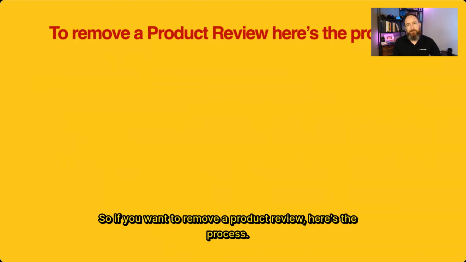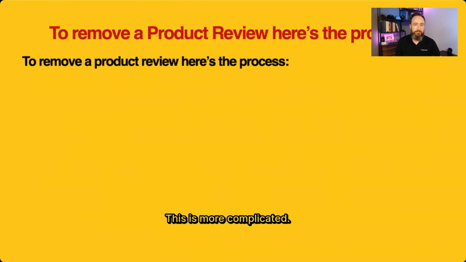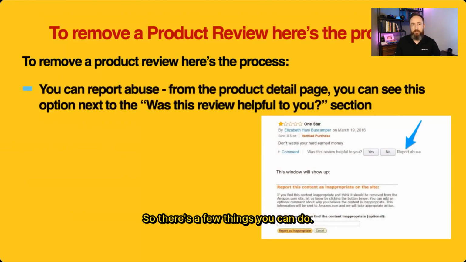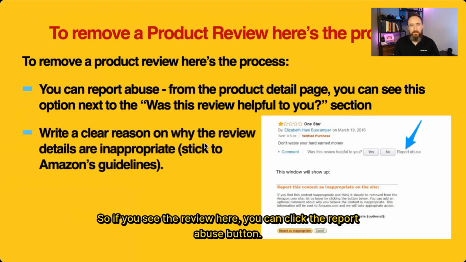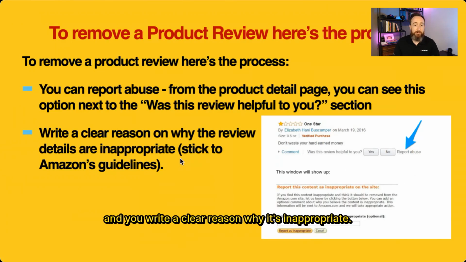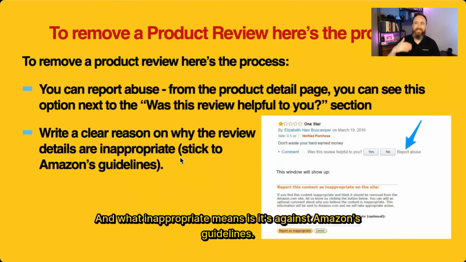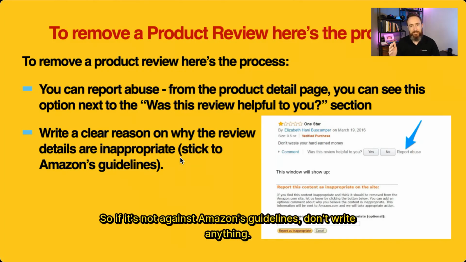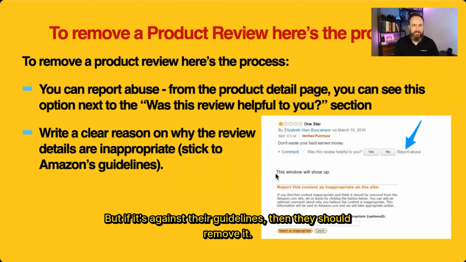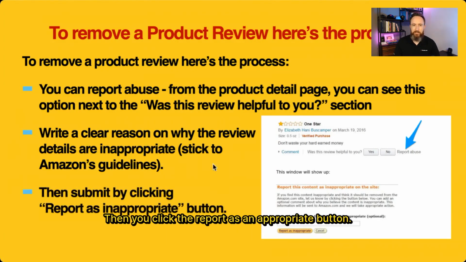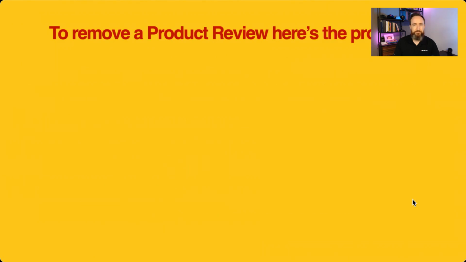So if you want to remove a product review, here's the process. This is more complicated, so there's a few things you can do. One is you can report abuse. If you see the review here, you can click the report abuse button and you write a clear reason why it's inappropriate. What inappropriate means is it's against Amazon's guidelines. So if it's not against Amazon's guidelines, don't write anything. It's fraud. Amazon will eventually flag you, especially if you do it at scale. But if it's against their guidelines, then they should remove it. And you click the report as inappropriate button.